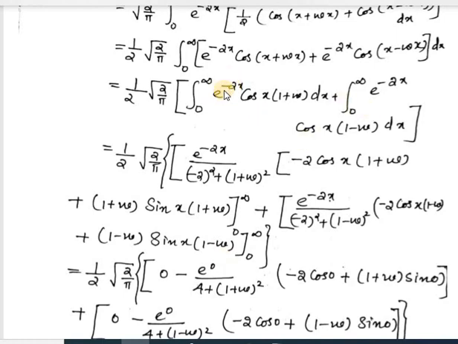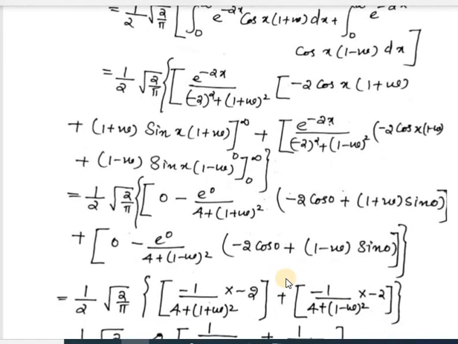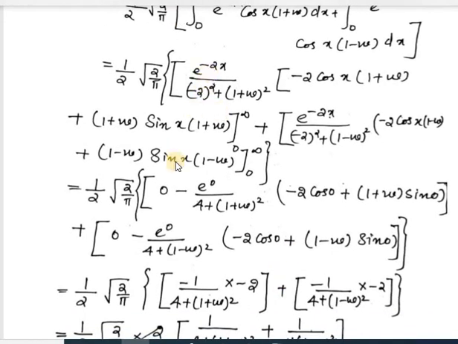In the first term, a is minus 2, b is 1 plus omega. So e raised to minus ax by a square plus b square into a cos bx plus b sin bx. Again in the second term, a is minus 2 and b is 1 minus omega, with the same formula e raised to minus ax by a square plus b square into a cos bx plus b sin bx. Applying the upper limit infinity, e raised to minus infinity is 0, so the upper limit is 0. Applying the lower limit 0, it becomes e raised 0 by 4 plus 1 plus omega square into minus 2 cos 0 plus 1 plus omega sin 0.